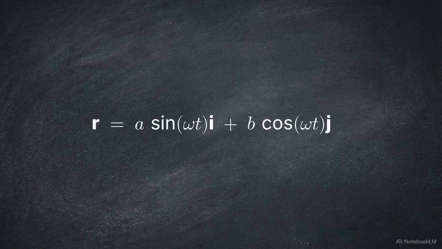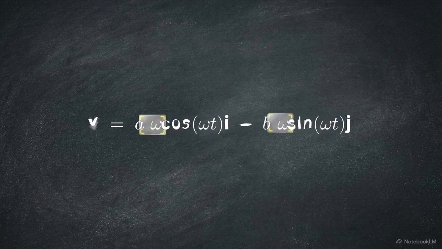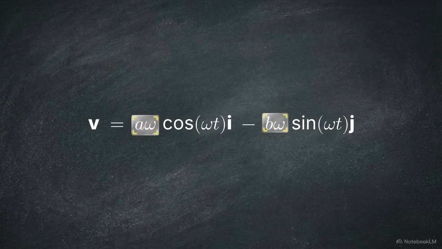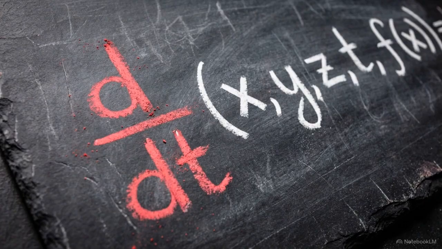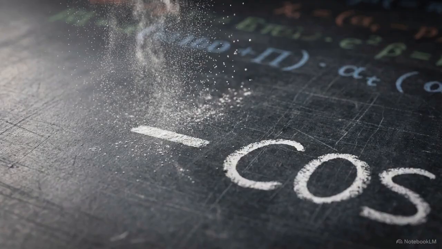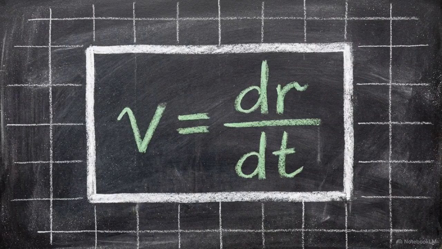Step 1 is to calculate the first time derivative of the position vector, which yields the velocity vector v. Doing this pulls the omega terms out to the front of each component. Pay close attention to the chain rule here. Taking the derivative of the inside variables generates that omega, and the derivative of the cosine function creates a negative sign. This first derivative is your rigid foundation.